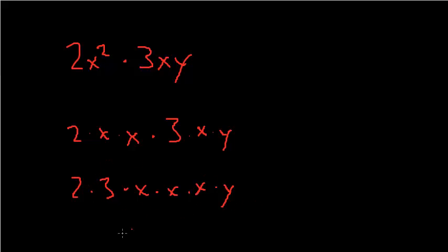2 times 3 is 6. X times x times x is x to the third power. And y here is still just by itself. We have 6x cubed y. So that is the product of 2x squared times 3xy.